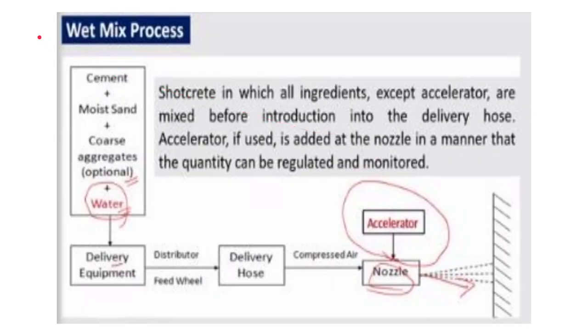In the case of the wet mix process, the water is not kept for the nozzle, it is directly mixed initially with cement, sand and aggregate. In this case, shotcrete in which all ingredients except accelerator are mixed before introduction into the delivery hose is called the wet mix process. In this case, accelerator, if used, is added at the nozzle in place of the water used in the dry mix case, in a manner that the quantity can be regulated and monitored. That is basically the difference between the dry mix and wet mix processes.